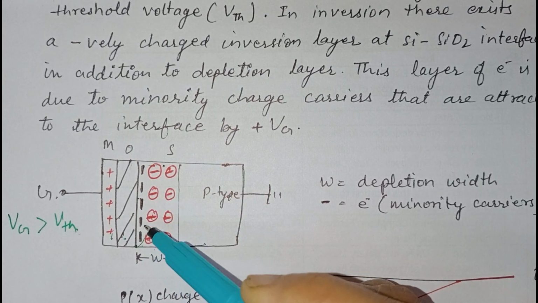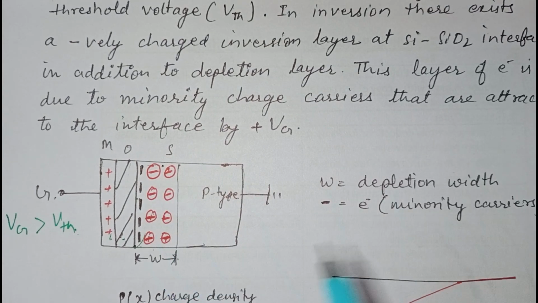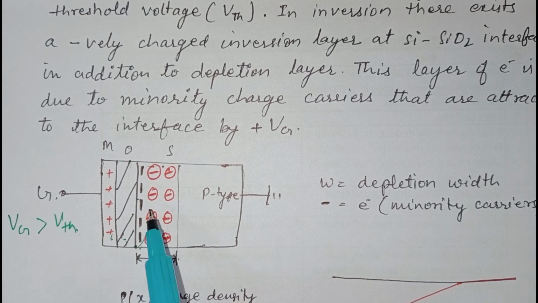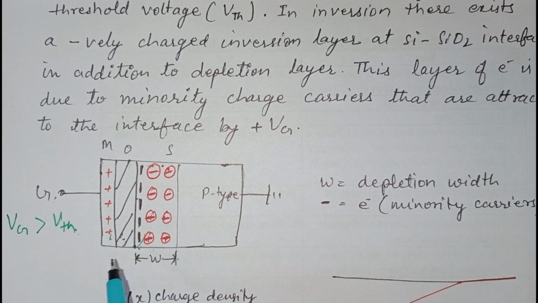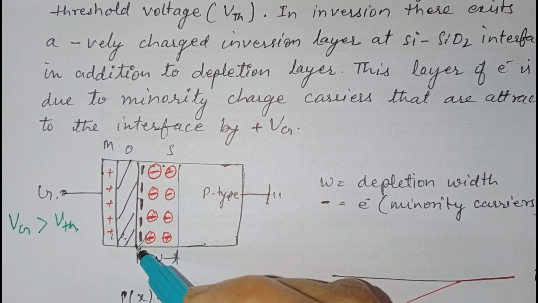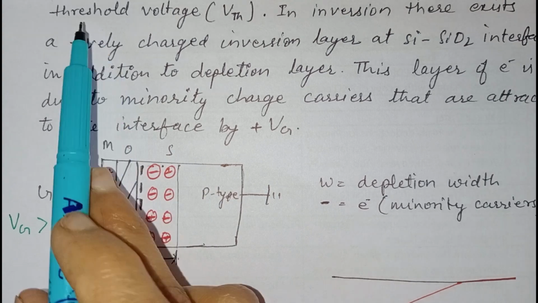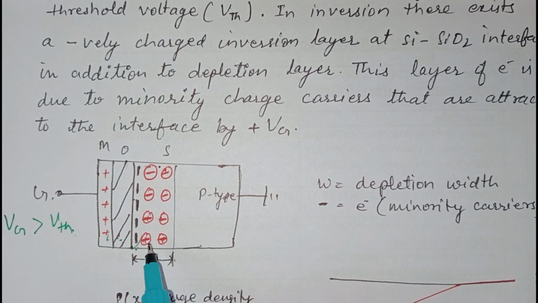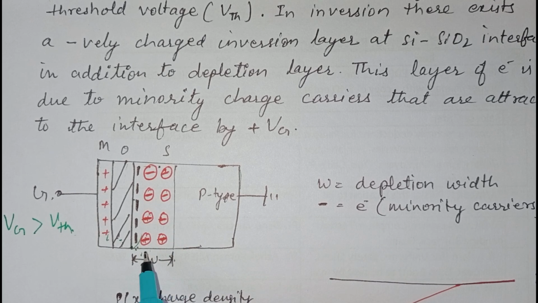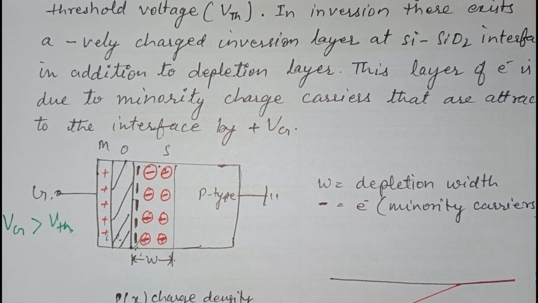Accumulation of these electrons near this interface converts the p-type substrate into the n-type substrate. So near this region, near this interface, the semiconductor is converted into an n-type semiconductor, or we can say it is inverted into an n-type semiconductor. That's why the name is inversion mode. So in inversion mode, there will be electrons or negative charges along with these immobile acceptor ions.